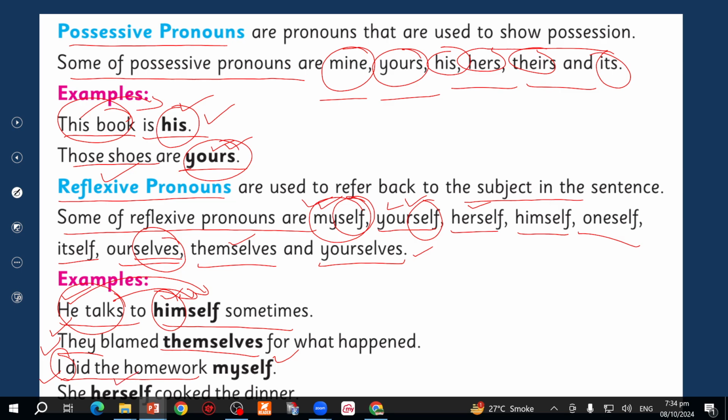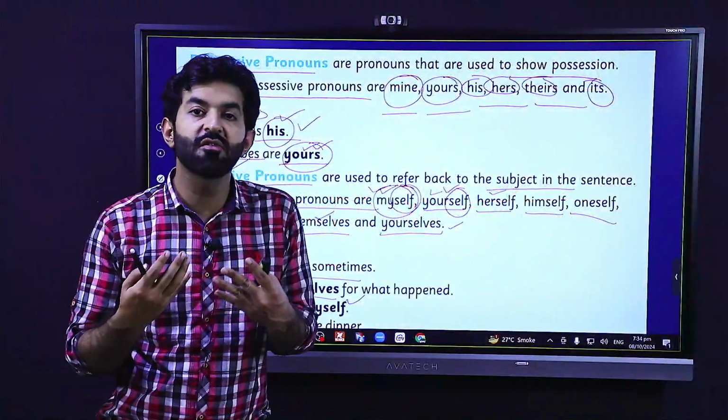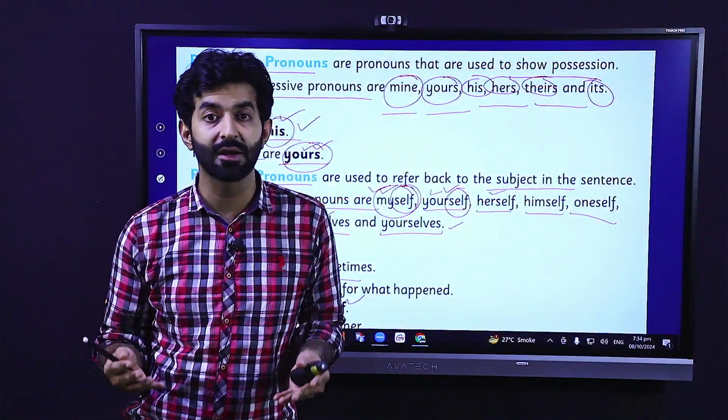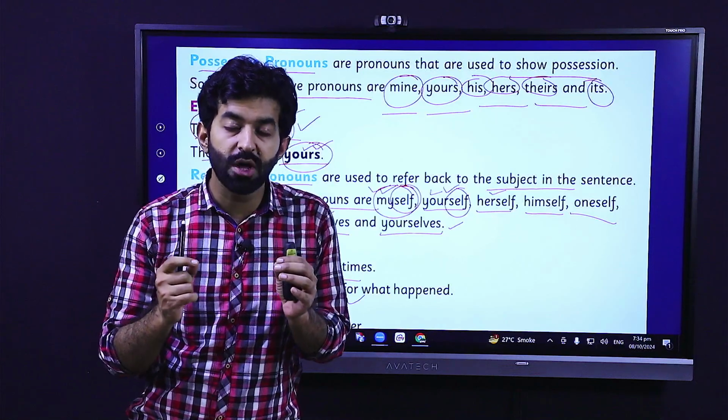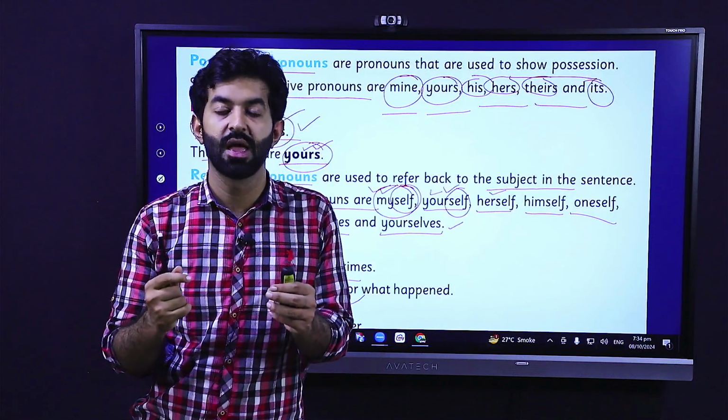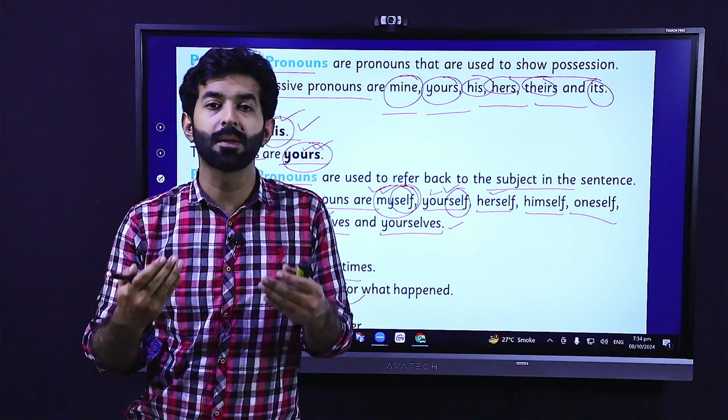She herself cooked the dinner. I did the homework myself. They blamed who? Themselves. He talks to himself. So we are referring the pronoun to the actual subject. And this is how we use our reflexive pronouns. They are showing a reflection of the subject in the sentence. And this is for showing that who does the action and who's taking the blame, etc.